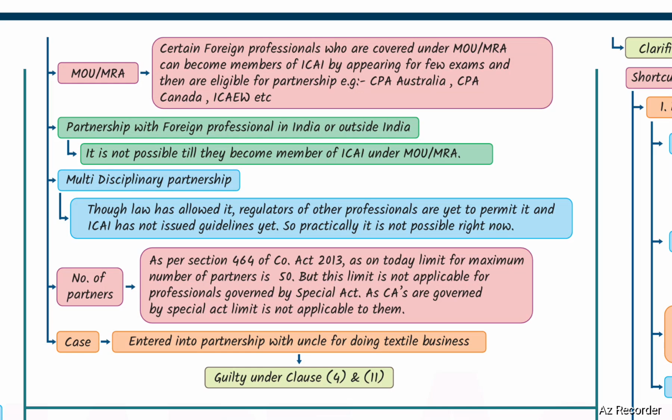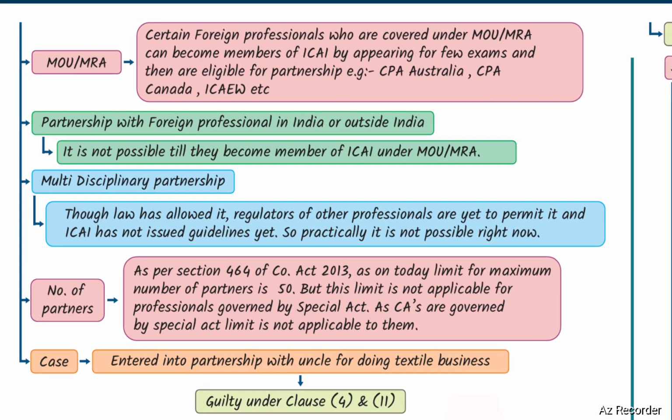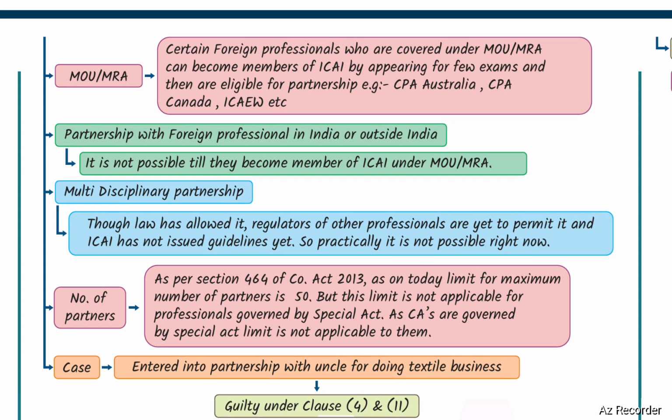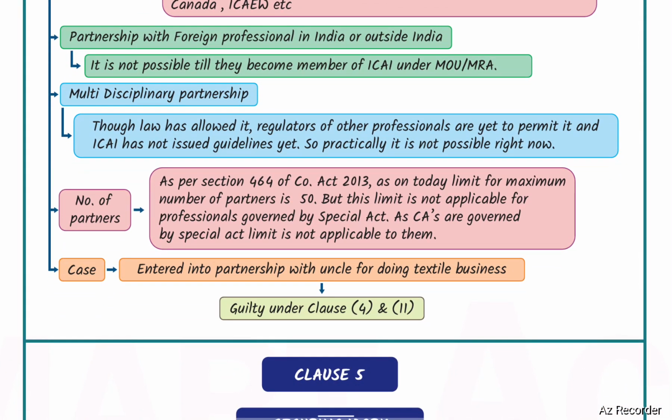MOU or MRA. Certain foreign professionals who are covered under MOU or MRA can become members of ICAI by appearing for few exams, and then they are eligible for partnership. Example: CPA Australia, CPA Canada, ICAEW, etc. Partnership with foreign professional in India or outside India is not possible till they become member of ICAI under MOU or MRA.